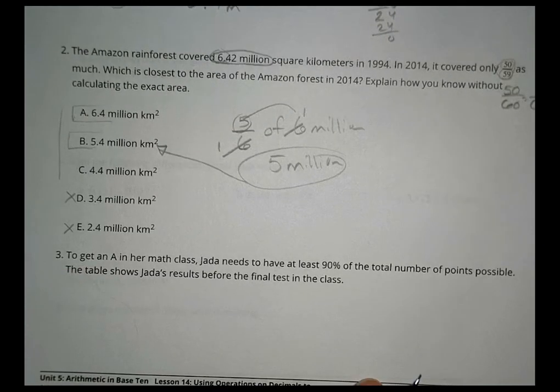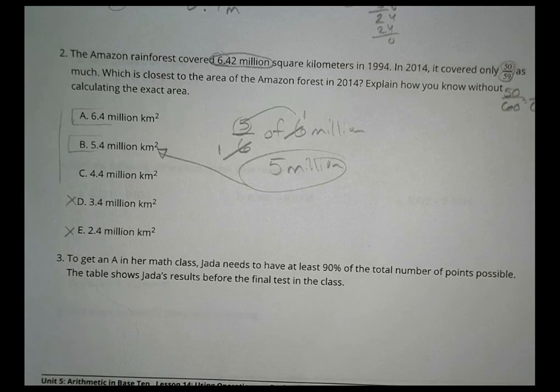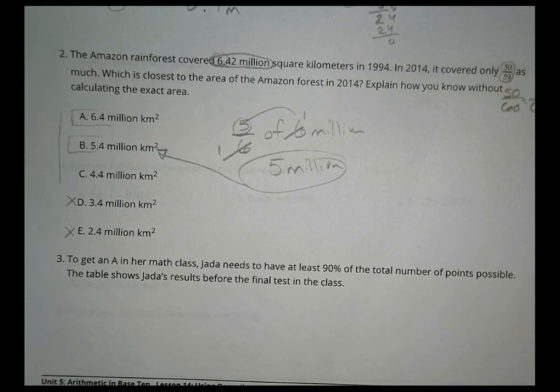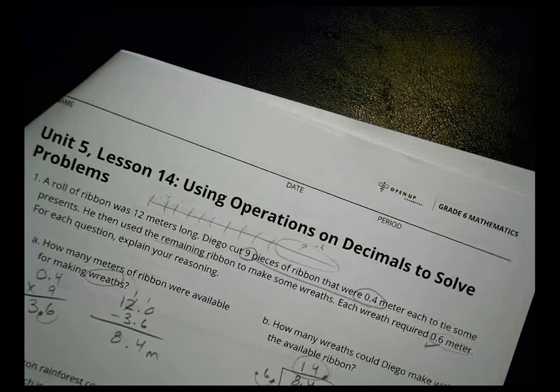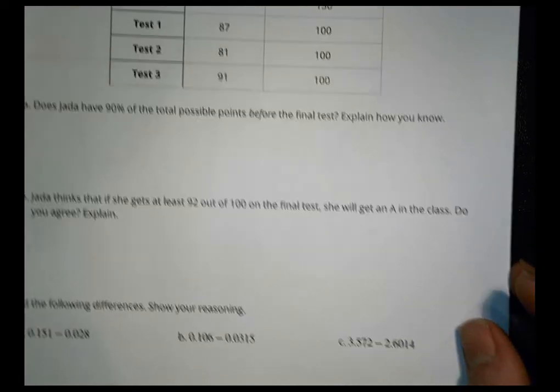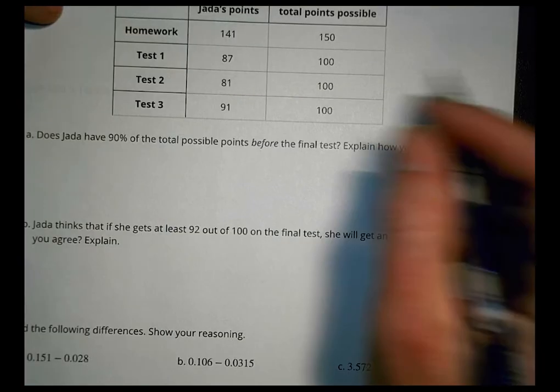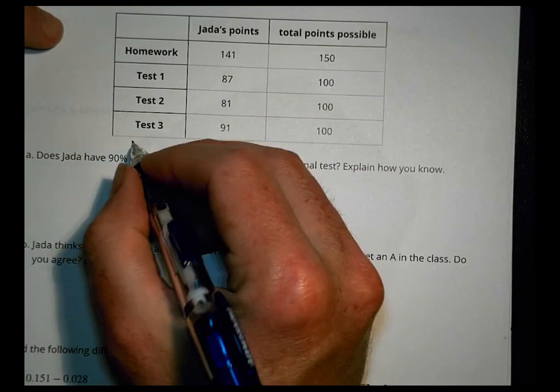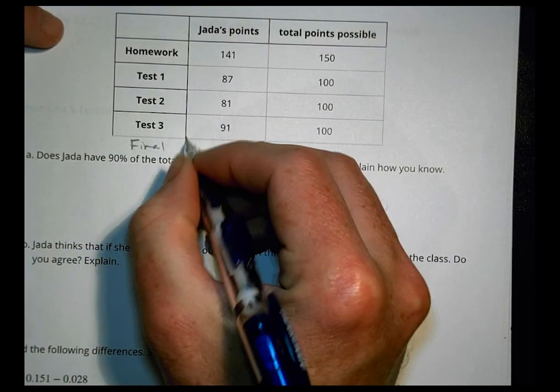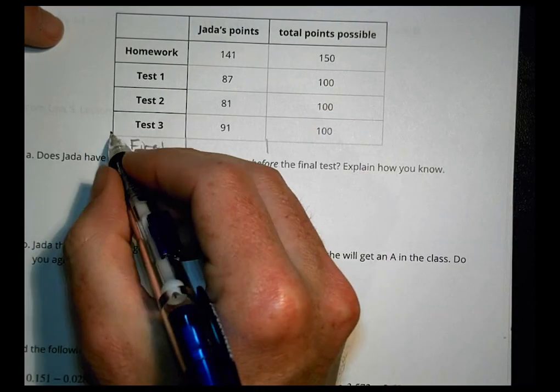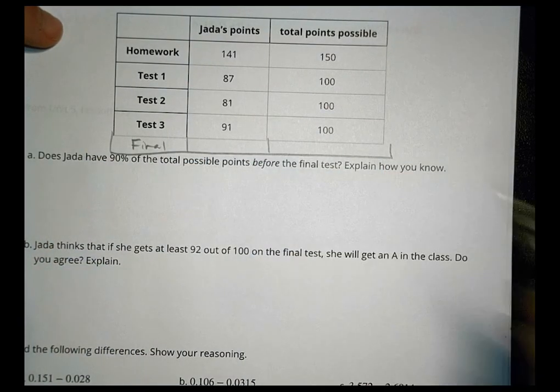The next question. To get an A in our math class, Jada needs to have at least 90% of the total number of points possible. The table shows Jada's results before the final test in the class. So let's take a look at this. She wants an A, she needs 90%. Okay. So this is what she has before the final. The final is going to happen here, and we don't know what that's going to be yet, right? So there's no final score yet. We don't have scores there.